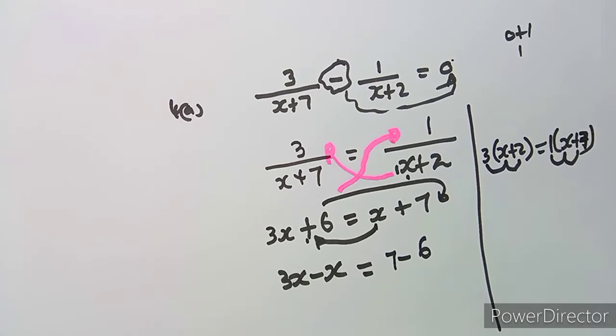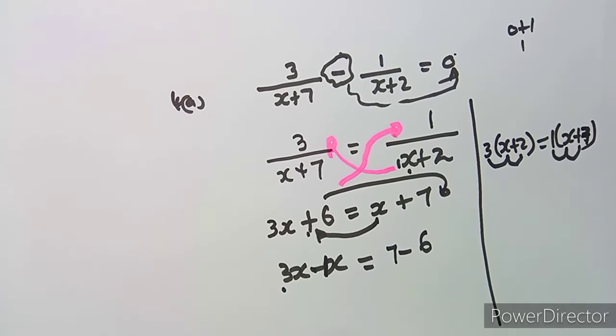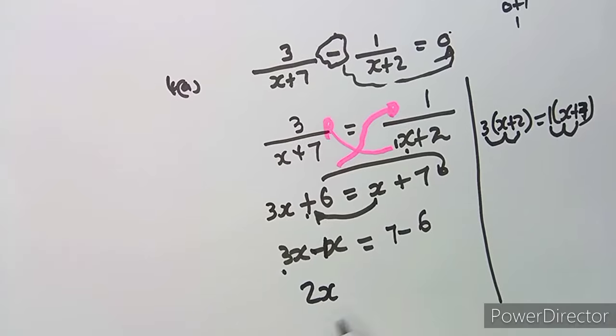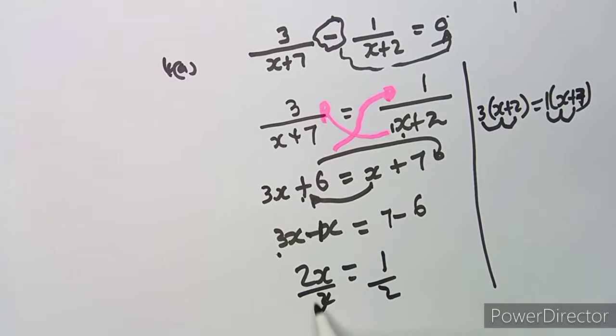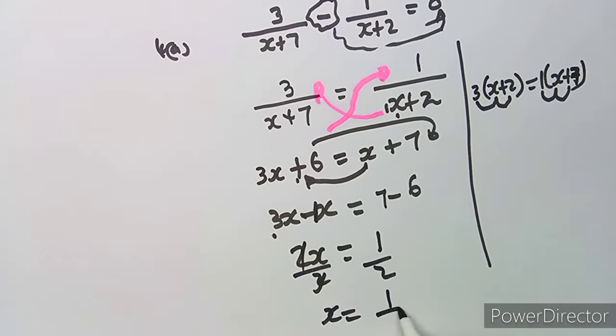So from there, what can we do? This is simply 3 minus 1, 1x. When there's x there, there's a 1 there. So it's 3 minus 1, which is 2x. Not 3x, but 2x. And 7 minus 6, which is 1. So you can divide by 2 both sides, guys. That's your x, which is 1 over 2.